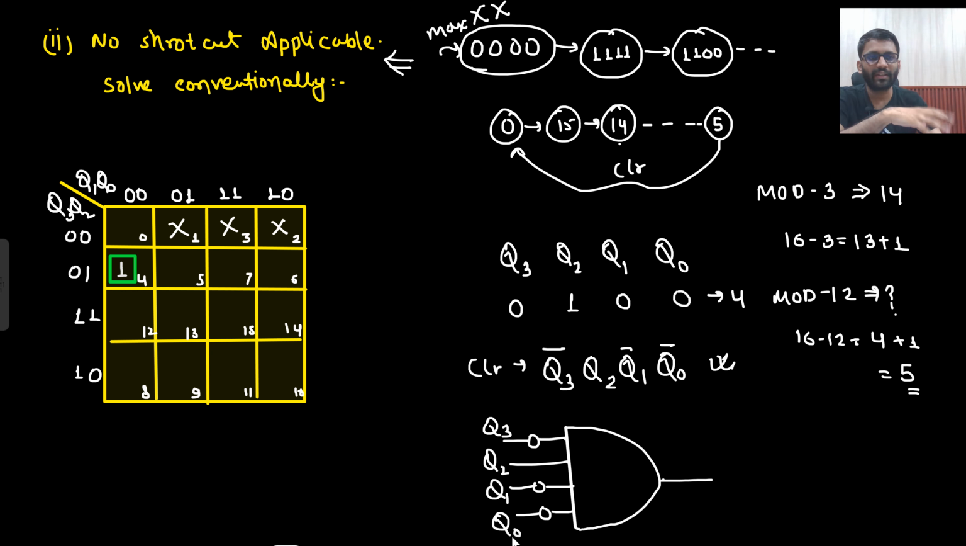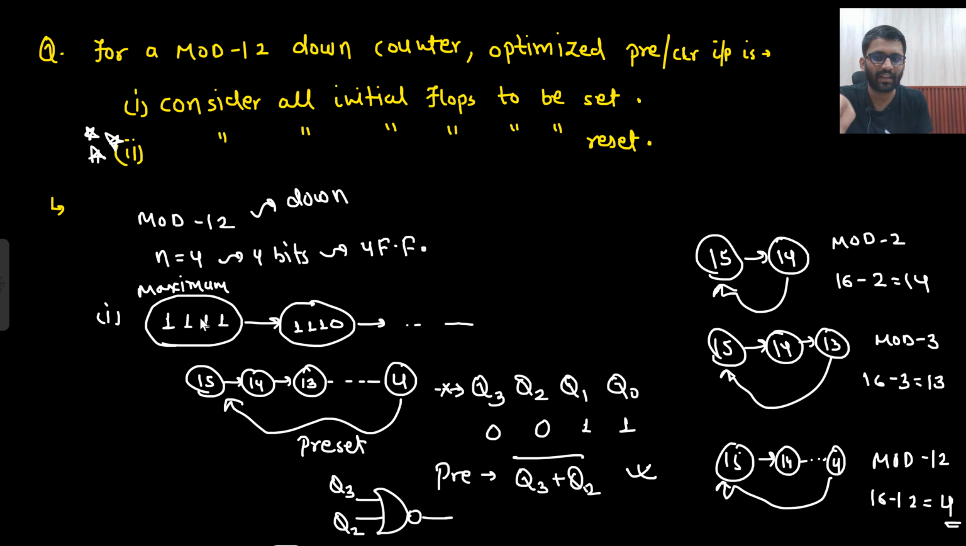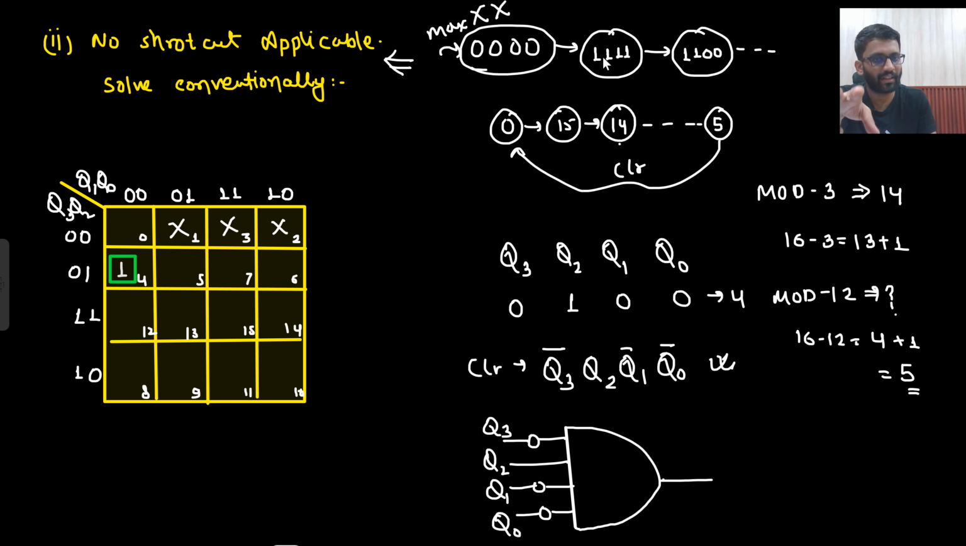You just need to know whether you want your states to go to reset or you want your states to be set. So in this case, I want my old states to be clear. So that's why I used clear here. And in the previous case, I wanted my old states to be set. That's why I used pre input, or preset input, there. And if I was starting from maximum, then my shortcut is applicable. If I am starting from any other value, then the shortcut is not applicable. I have to make the K map. Till now, everything is clear, right?